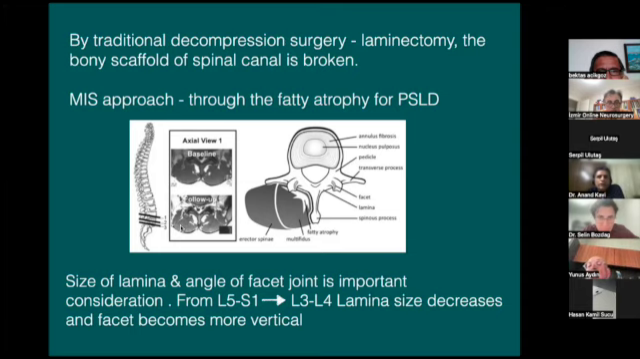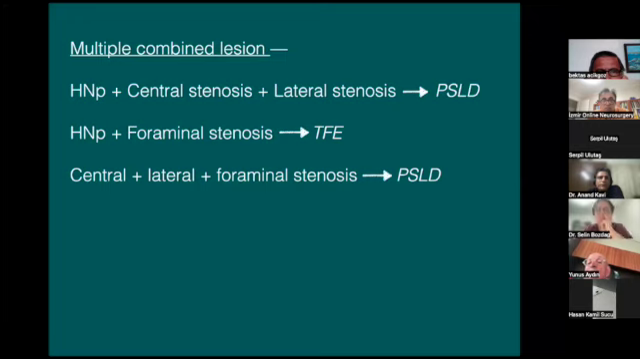Now, particularly, you need to consider certain things of anatomic importance. That is the size of the lamina and angle of the facet joint while you plan your approach through the interlaminar route. And as we all know, from L5-S1 to L3-L4, as we go higher, the laminar size decreases and the facet becomes more vertical in these patients. Now, this is a general algorithm which I use in my practice.